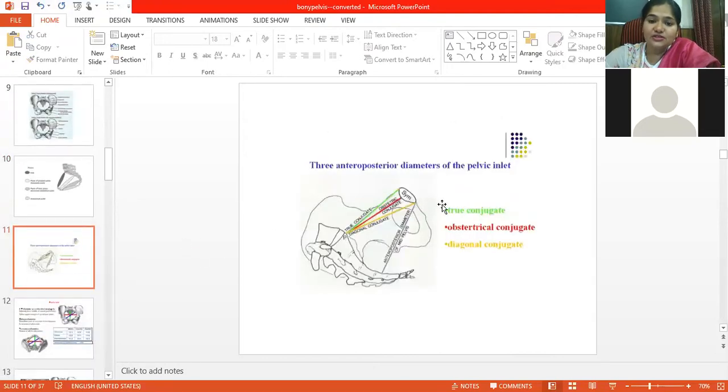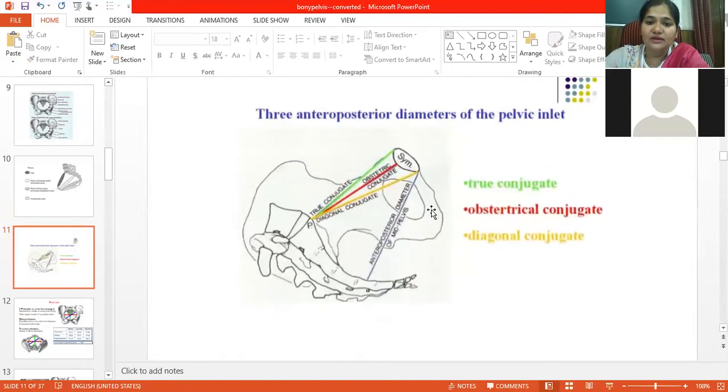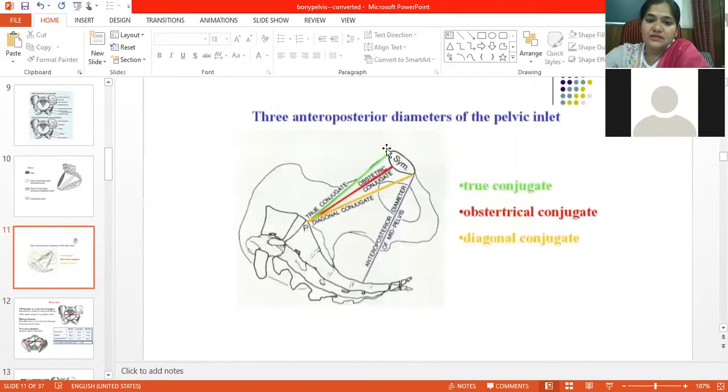Right? So these are the three conjugates which I was telling you. Just have a look at this. This is the true conjugate. You know how I used to remember T, O, and D: TOD, right? So the true conjugate is from the superior border to the sacral promontory. Then the diagonal conjugate is from the lower border, which we clinically assess, right? And actually, what you want to find out is the obstetric conjugate, because that is the actual area which is available for the fetus to negotiate.